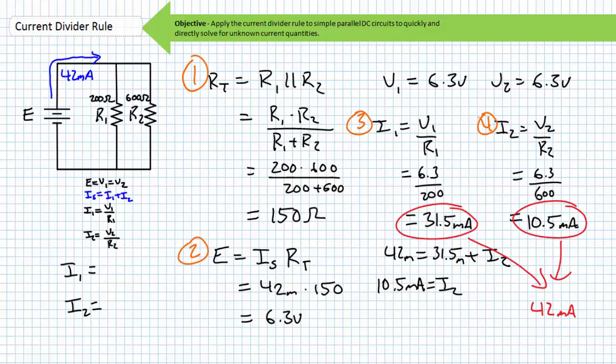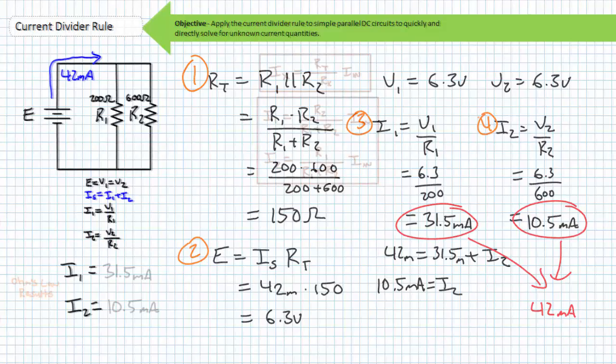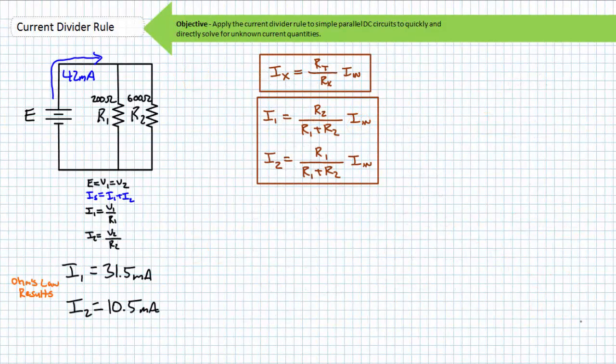You may be hesitant to consider alternate methods, but trust me, the technique I'm about to introduce to you will yield you 2 results in 2 steps. Our goal is to get the same correct results, only faster. Let's see if this is the case. Here are 2 different permutations of the current divider rule, and they are both wrong. Do not use these formulas.